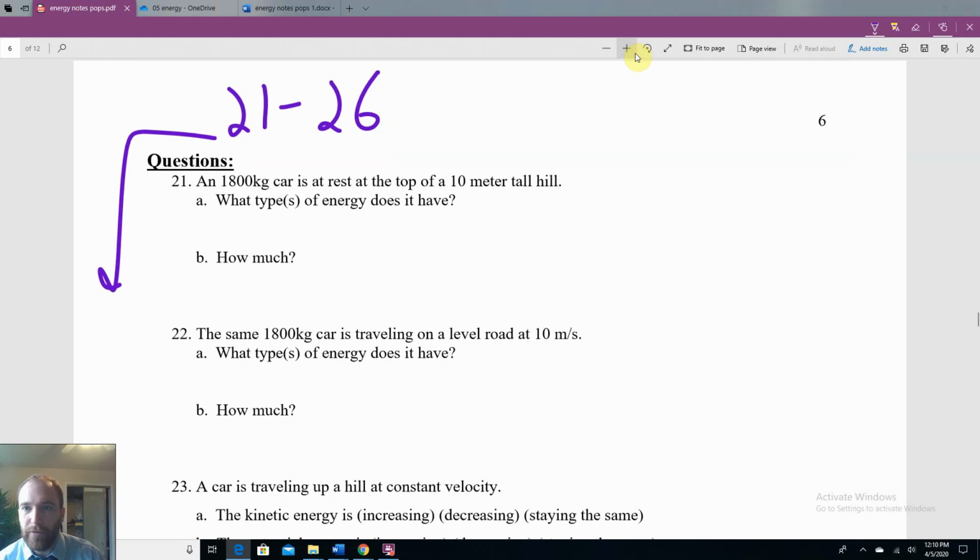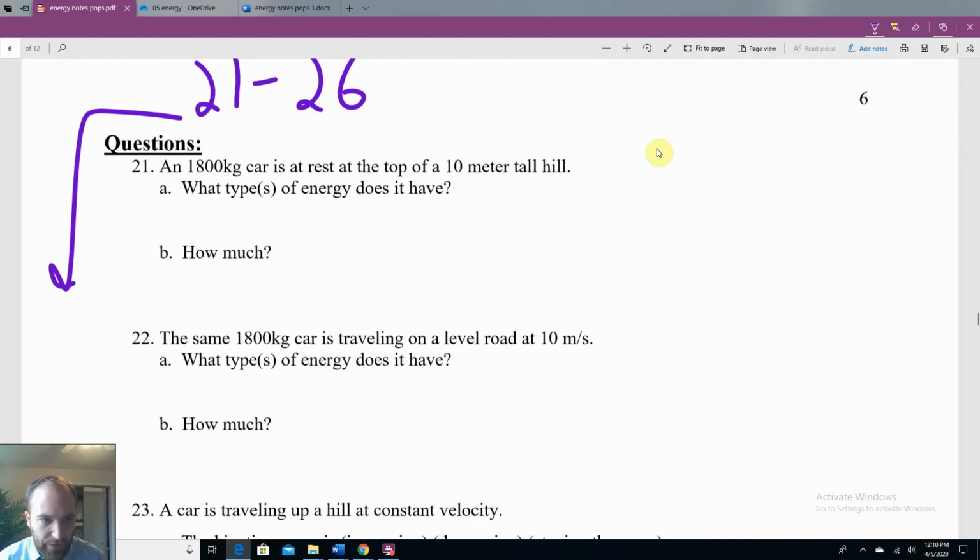Alright, so hopefully you tried them all at this point. Let's go over them. An 1,800 kilogram car is at rest at the top of a 10 meter tall hill. What type of energy does it have? Well, it's at rest, and so one thing that we know is that it does not have kinetic energy, because it is not moving. It does, however, have height, so I would say that it has potential energy, because it has height, but no motion to it. So we have stored energy, but no movement energy, we would say.